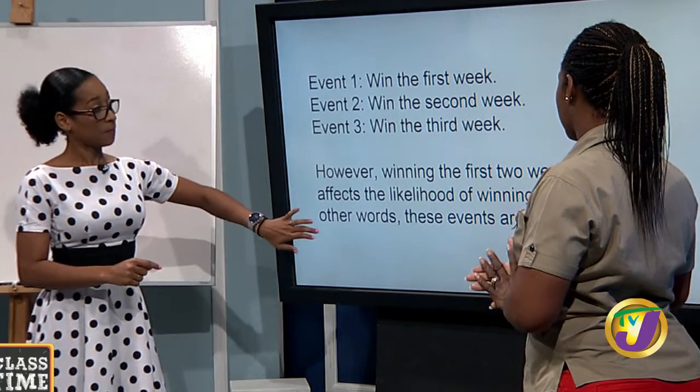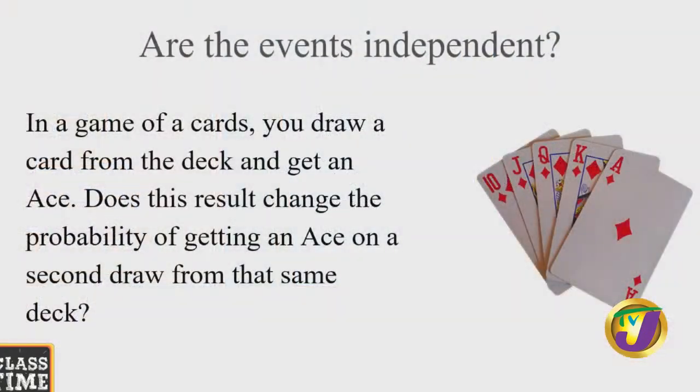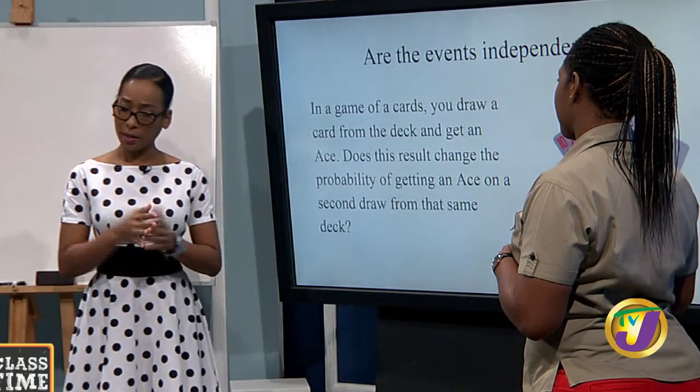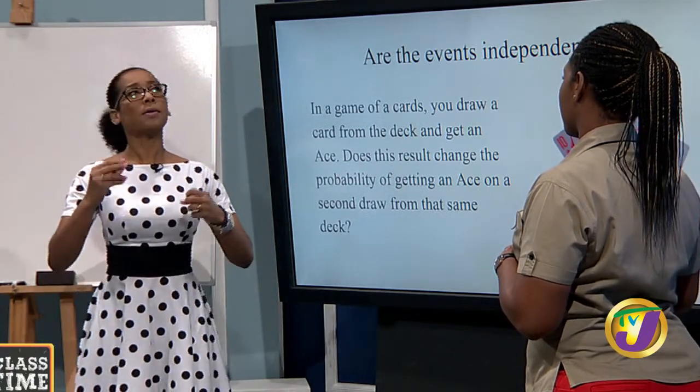Most definitely. Let's take a look at another example here. In a game of cards, you draw a card from the deck and get an ace. Does this result change the probability of getting an ace on a second draw from the same deck? So I pull an ace from the deck, right? Does it change the probability?